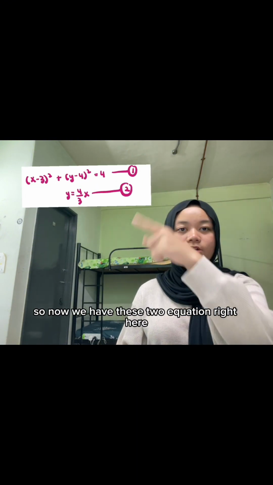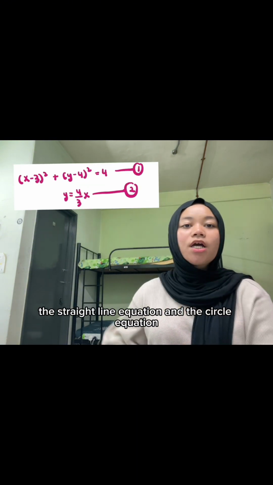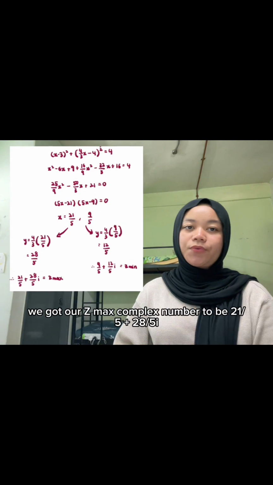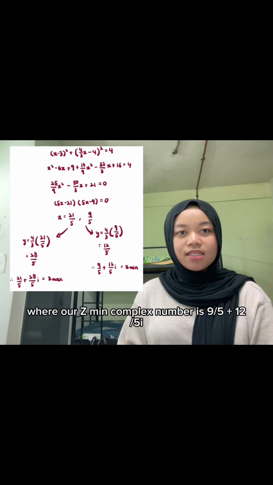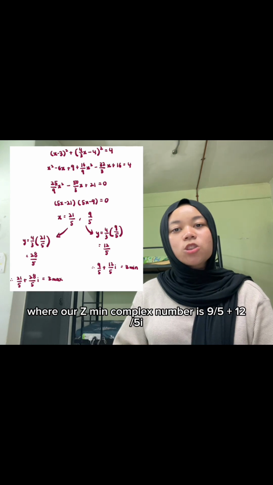So now we have these two equations right here, the straight line equation and the circle equation. When we solve the simultaneous equation between these two, we will get two different intersection points, which correspond to our z-min and z-max values. After doing all of the work in here, we got our z-max complex number to be 21/5 + 28/5 i, where our z-min complex number is 9/5 + 12/5 i.